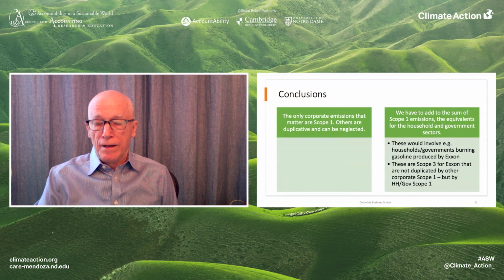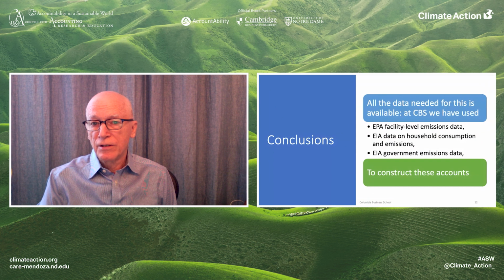Now, in fact, all the data we need to do this is available. And at Columbia Business School, we have, in fact, used data from the Environmental Protection Agency for facility-level emissions data for corporations. We've used data from the Energy Information Agency on household consumption and household emissions of greenhouse gases. And we've used data from the Energy Information Agency on government emissions. And with this data, we've been able to construct a complete set of Scope 1 accounts. So we've got estimates of Scope 1 emissions for all corporations, for households, and for the government. So we can produce a consistent set of accounts on this basis.